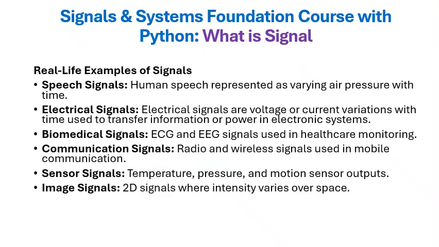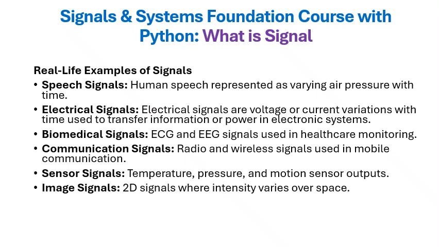In this slide we discuss real life examples of signals. Signals can be speech signals such as human speech, represented by varying air pressure with respect to time. That means speech signals are also time domain signals. Similarly, we have electrical signals such as electrical voltage or current. Electrical voltage or current variation with respect to time is used to transfer information or power in electronic systems.